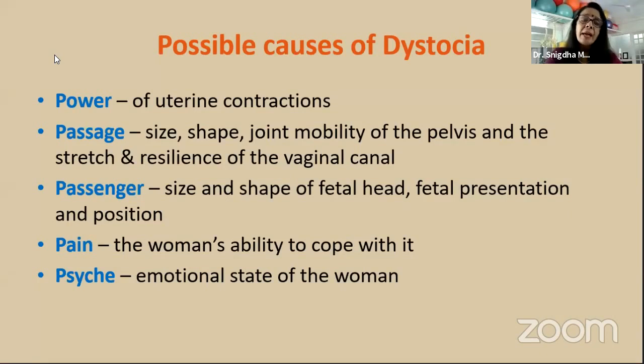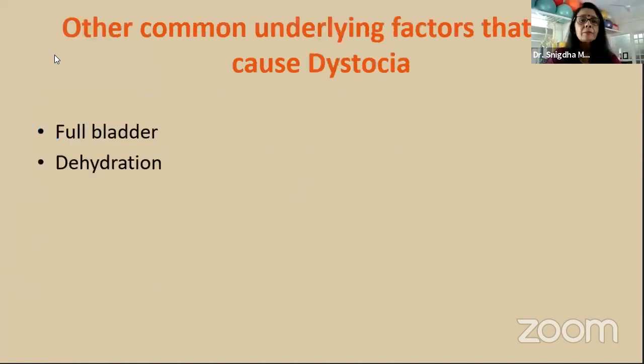And pain, whether the woman is able to cope with pain. When she's not able to cope with pain, she will tighten her vaginal area or perineal area, and she wouldn't let the baby come out. And what is the emotional state of the woman? All of these things, the pain, the psyche, we can help the woman, make her more comfortable and make her delivery easier. Other common underlying factors that are often missed: a full bladder, and dehydration. And I'll talk about it soon.